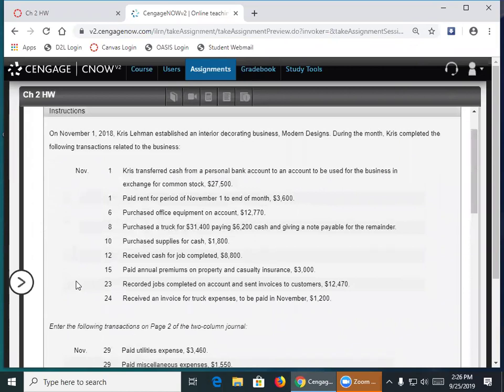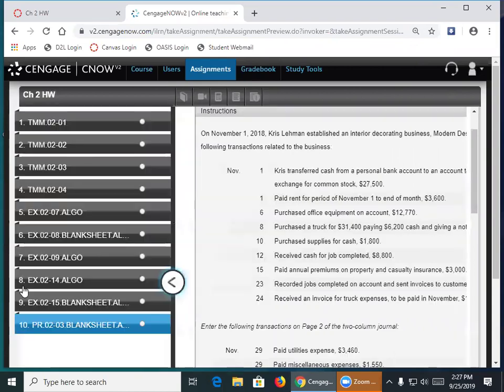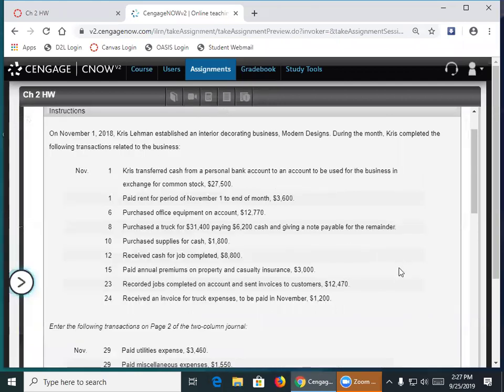So it says on November 1st, Chris Lehman established an interior decorating business, Modern Designs. Did you have questions? Is this Robert 6? Oh, yeah, sorry. It is. It's the very last one. So actually 10, the PR 2-03. Yeah, sorry about that.